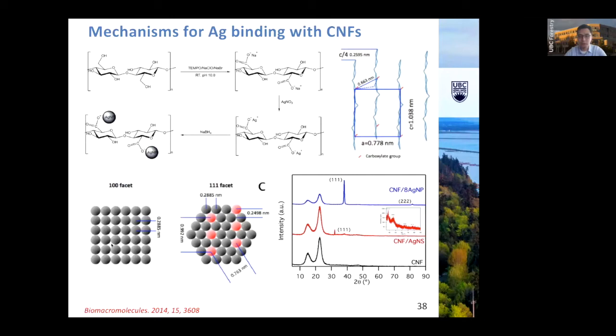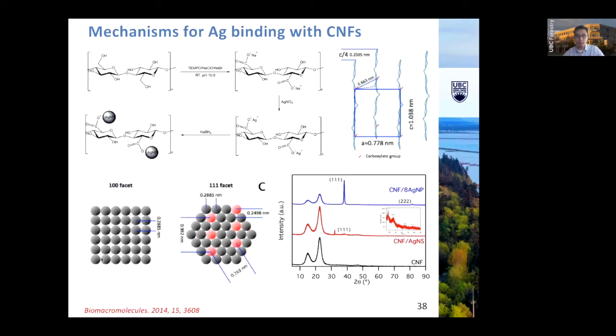What happens? If there's no cellulose nanofiber in there, the silver nanoparticle will grow isotropically. It will grow into a spherical shape, right? It will grow into a ball. But if there's a cellulose nanofiber, for example, this is silver, if the cellulose nanofiber is attaching onto the 111 facet, then the 111 facet will not be able to grow continuously. Therefore, it can only have the lateral growth, right?